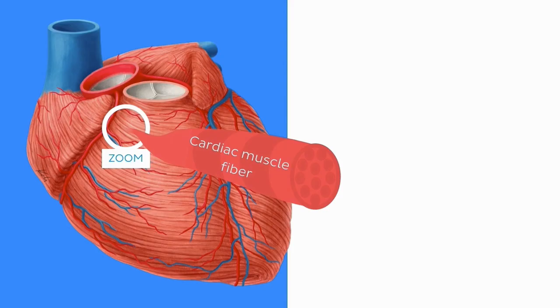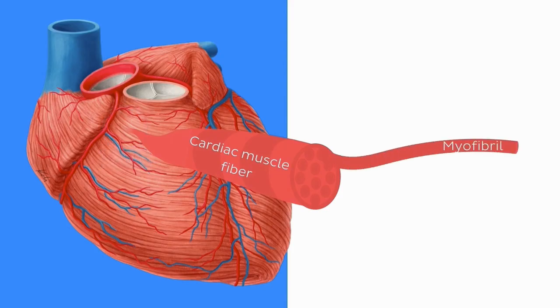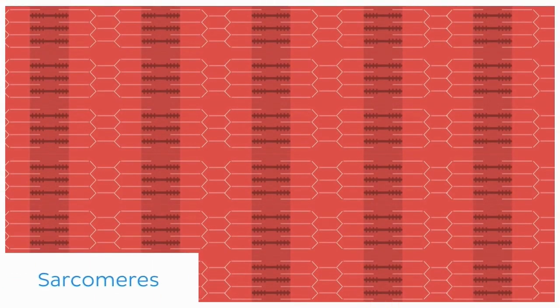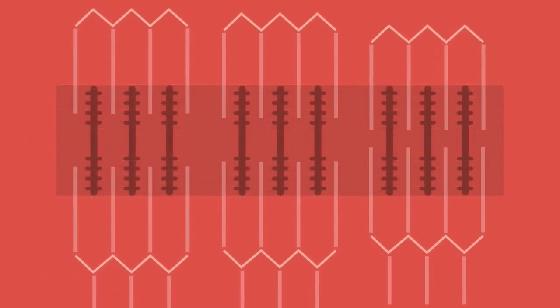Here we see a heart again. If we extract a muscle fibre out of it, we'll see that these are composed of myofibrils, and these, when observed even closer, are made up of sarcomeres. Sarcomeres are the functional contractile units of myofibrils found within the cardiac muscle cells.